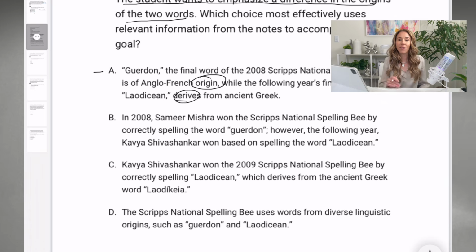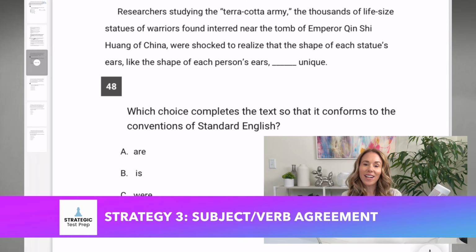I would hold that and read B, C, and D. What you'll realize is B, C, and D have nothing to do with the origins of the word, so the correct answer is A.